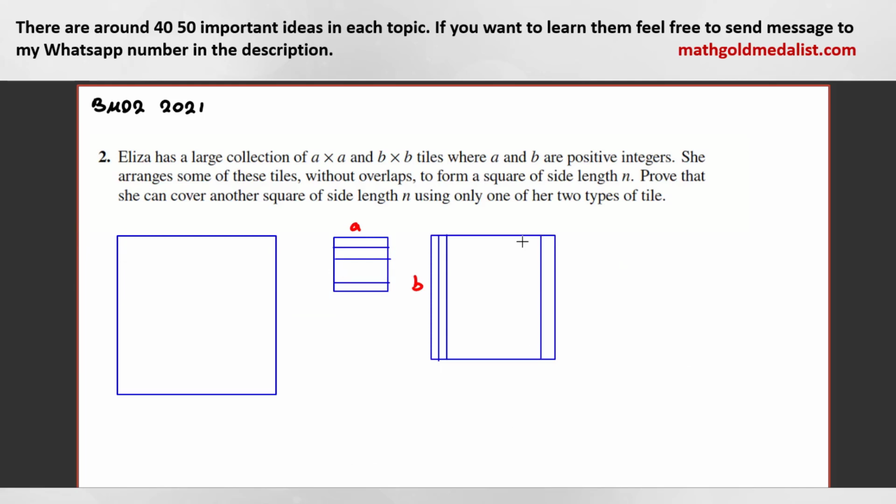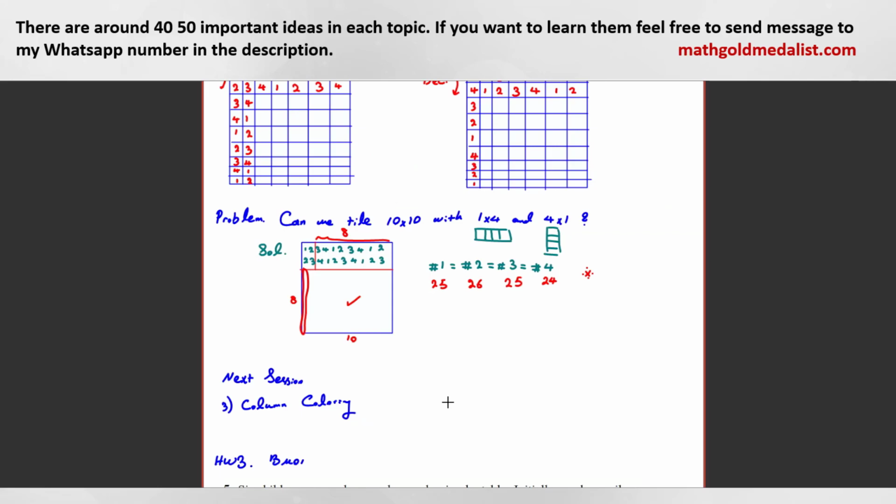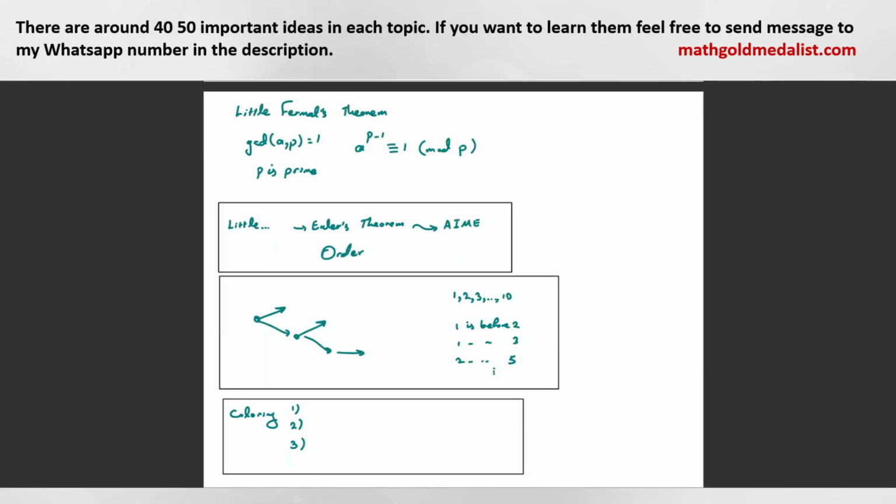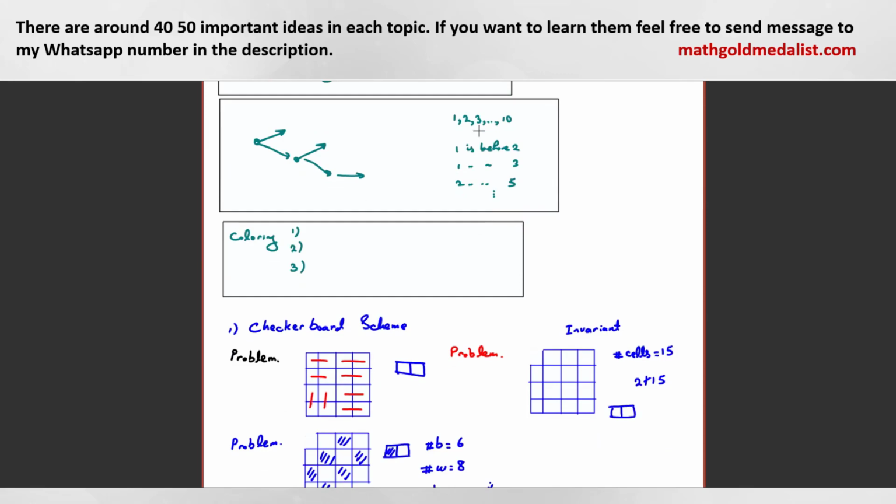Then what can we conclude? Do you agree it will be exactly like the previous problem? When we can tile by this and this, it means that we can tile by 1 by A, which are horizontal, and B by 1, which are vertical. So do you agree, like the previous problem, we can say A divides N or B divides N? Right. So it is a special case of the previous problem. Agreed? Okay, I told you this idea of column coloring before.